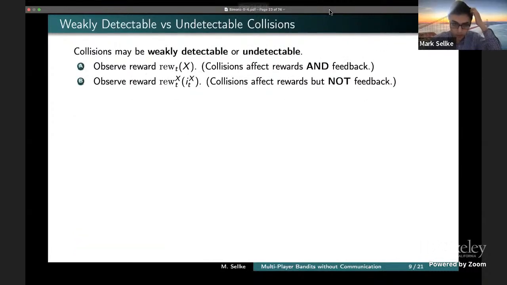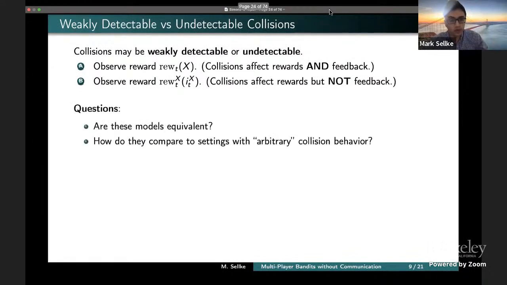Okay. So we have these two models. Are they equivalent? Is one harder than the other? How do they compare to maybe a less clean collision model where the behavior of collisions is more arbitrary? Does either one of them lead me to have to think about decentralized algorithms? So, a lot of questions.